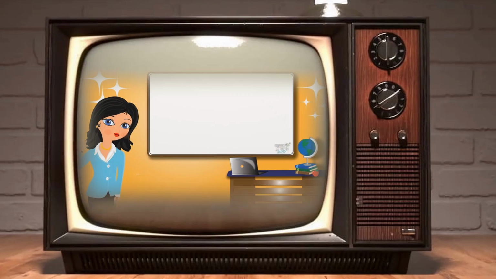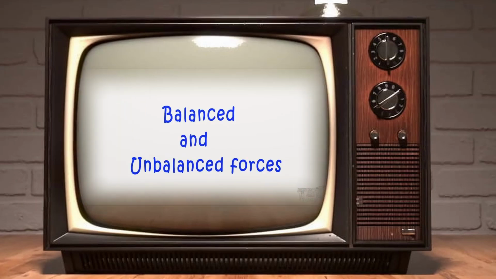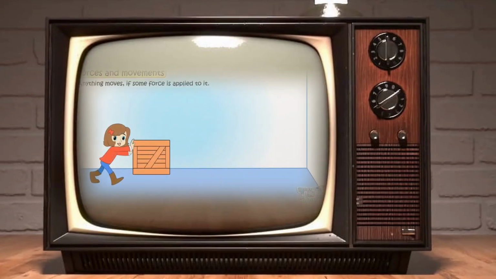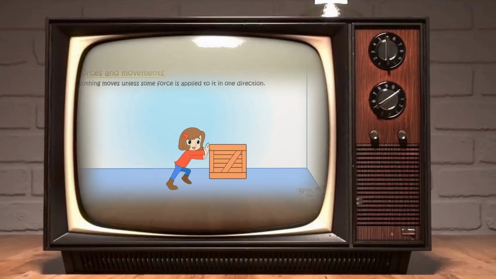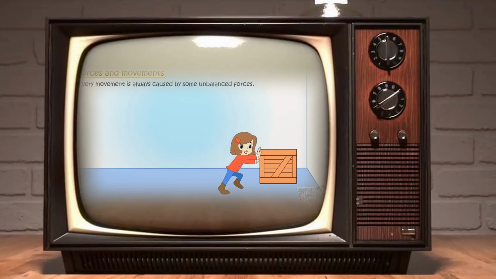Hi kids! Today we will learn what are balanced and unbalanced forces. That anything moves if some force is applied to it. Nothing moves unless some force is applied to it in one direction. Any movement is always caused by some unbalanced force.